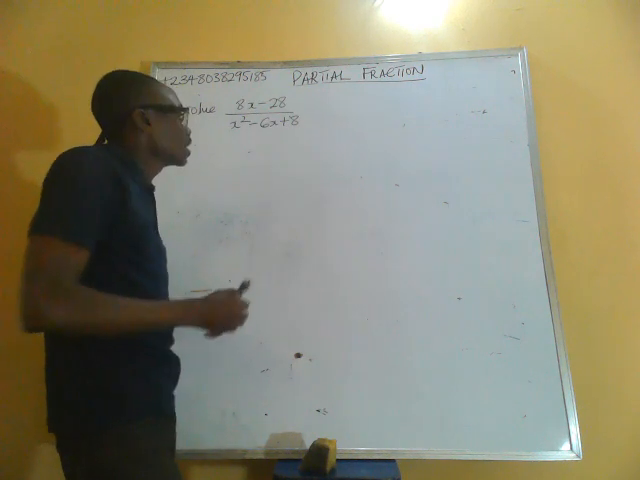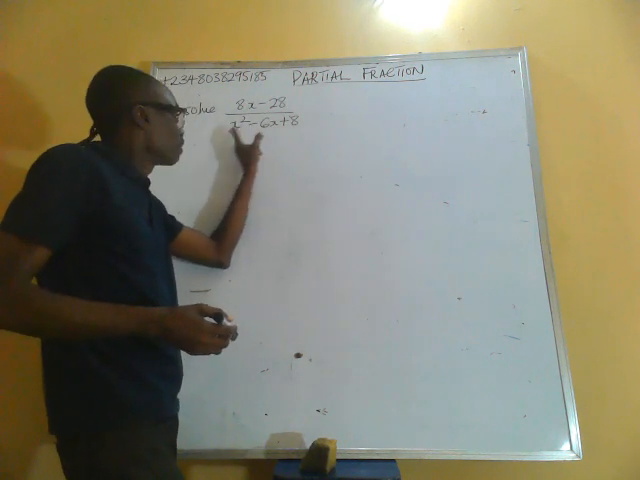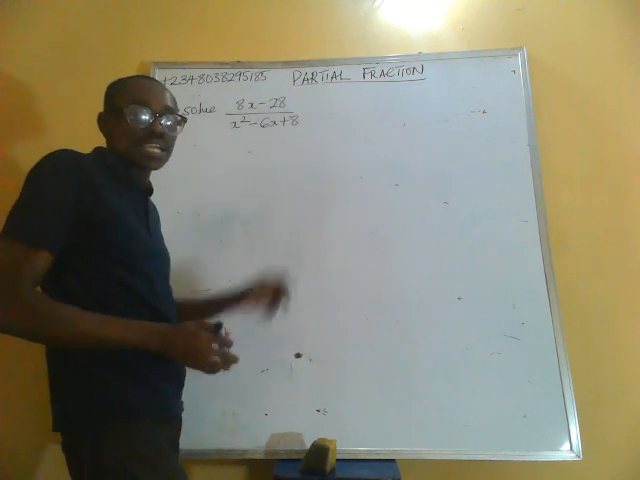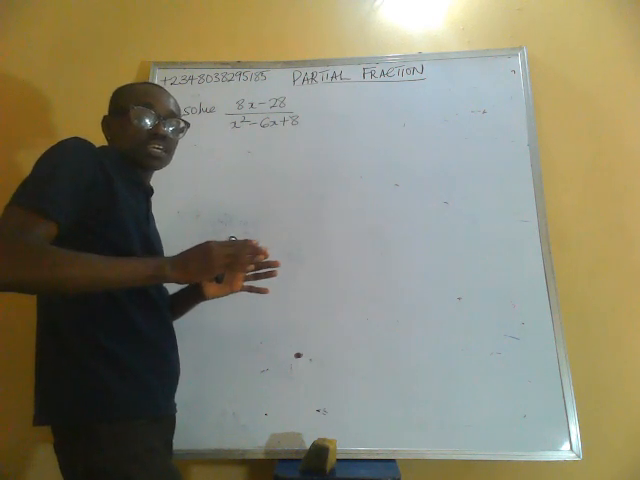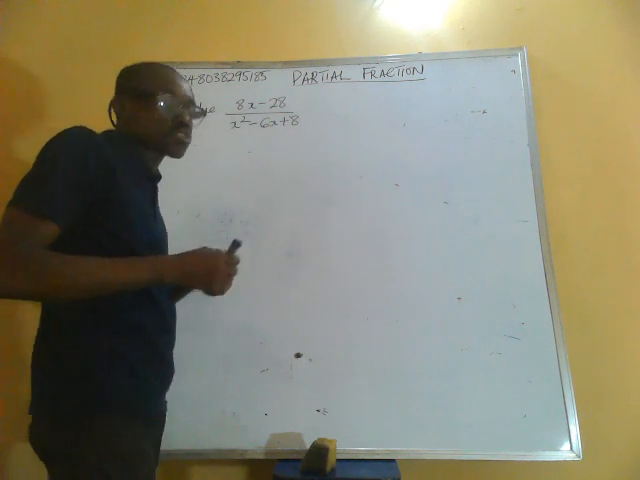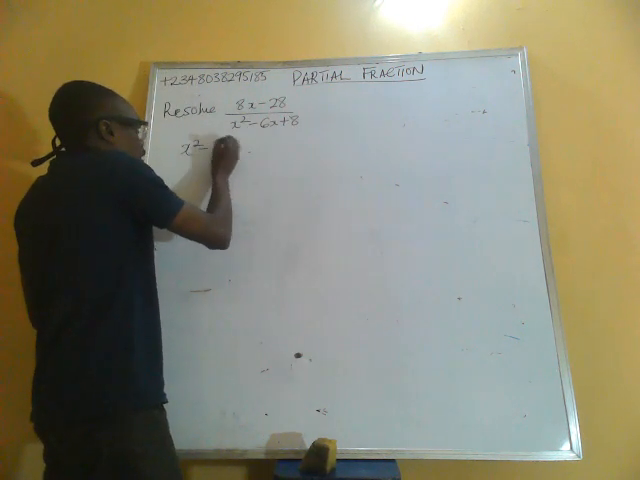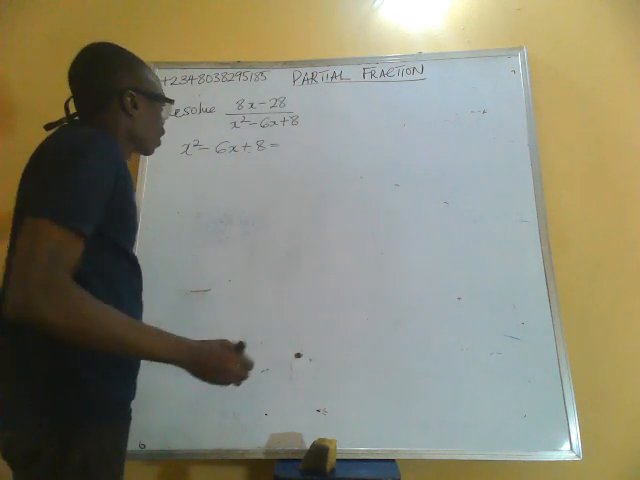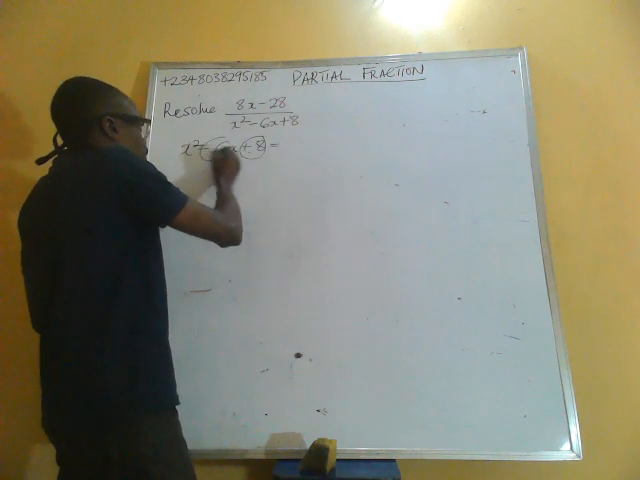For us to resolve this into partial fractions, the first thing we do is this: x squared minus 6x plus 8 is a quadratic expression. We have to express that quadratic in factor form. So first of all we have to factorize x squared minus 6x plus 8. To factorize this, two things are very important: plus 8 and minus 6.